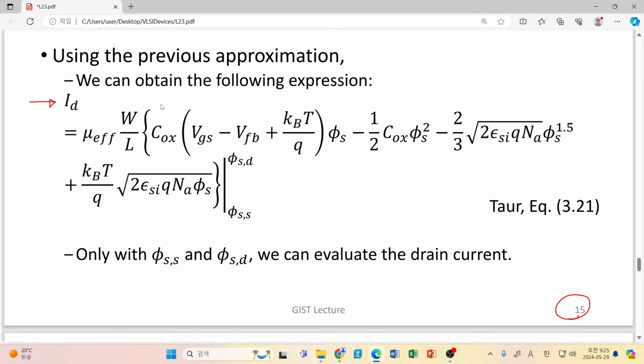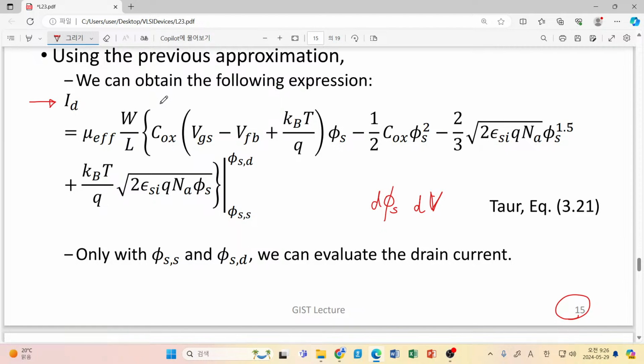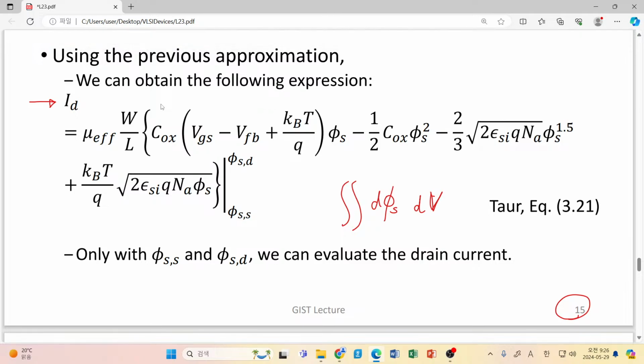So please make a comparison between our previous double integral and this expression. Previously, when I showed you the Pao-Sah double integral, it involved integration over potential, and also surface potential, and also quasi-Fermi potential. There was a twice integration, and please have a look at this Tower equation 3.21. Can you see the integration? So actually not. Then please have a look at this final result.